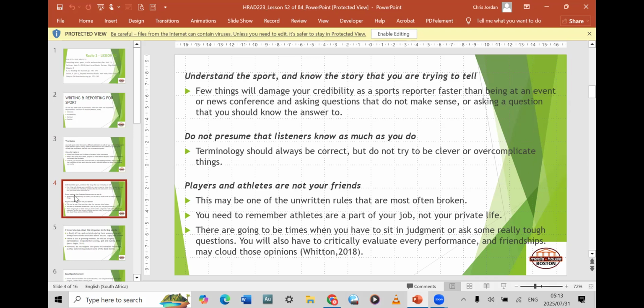Few things will damage your credibility as badly as a sports presenter or reporter who doesn't know anything about the event, hasn't been to the news conference, and asks players questions that are contextually incorrect, even semantically incorrect. There you go, you're done. Do not presume that listeners know as much as you do. You really have to dumb it down because, as I just said, sports is very complicated.